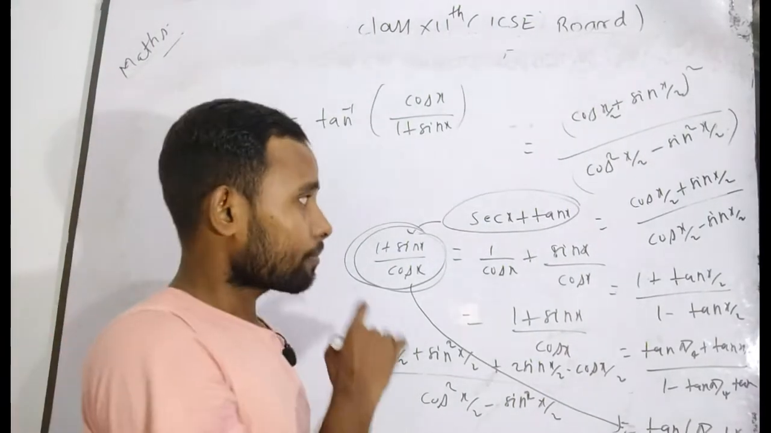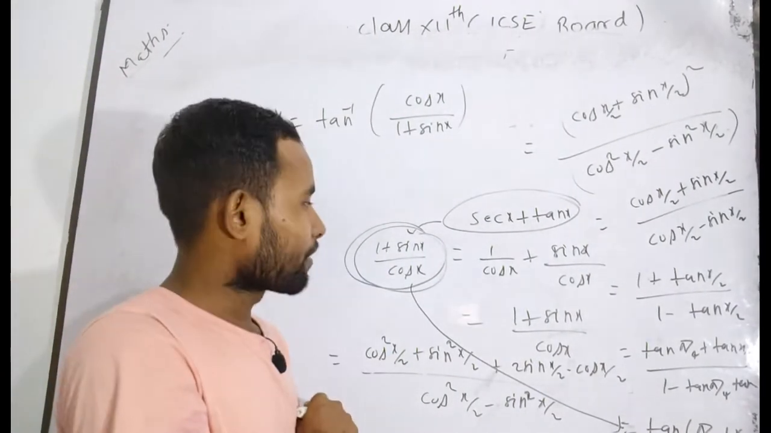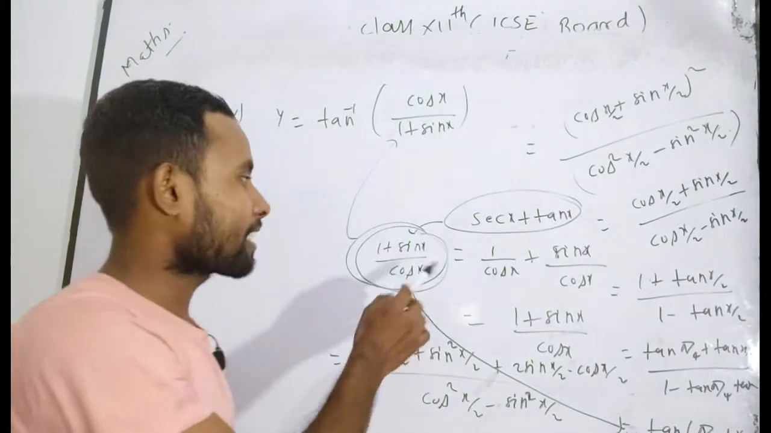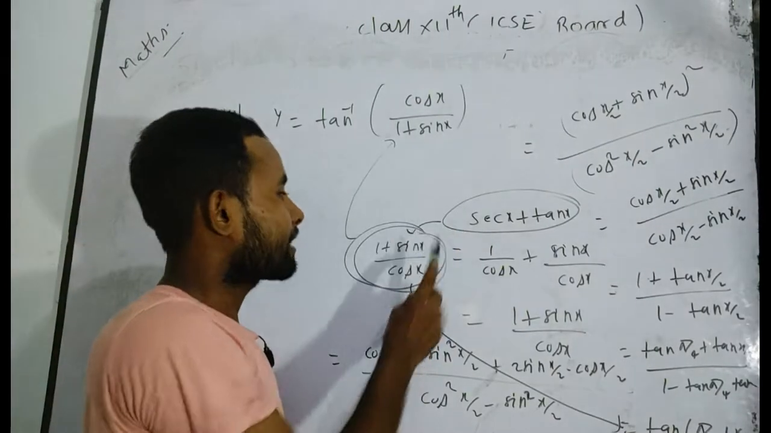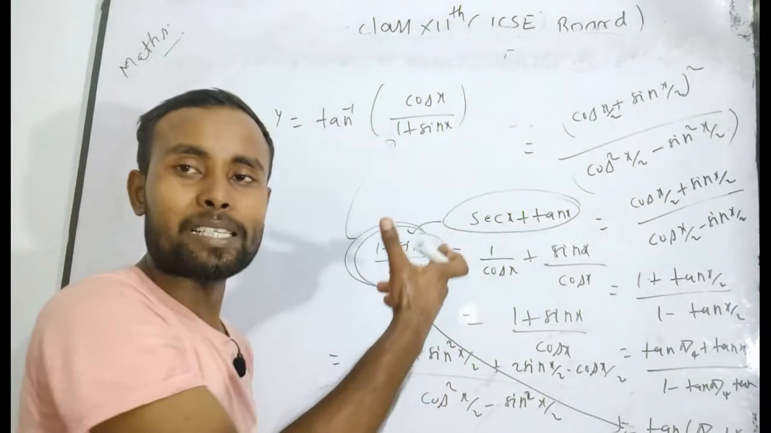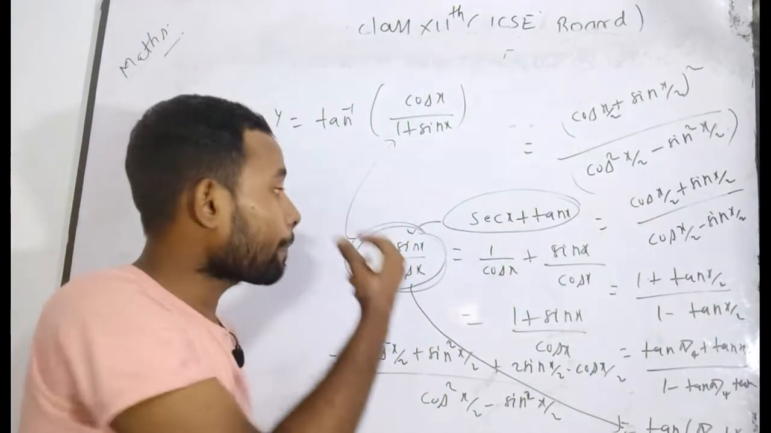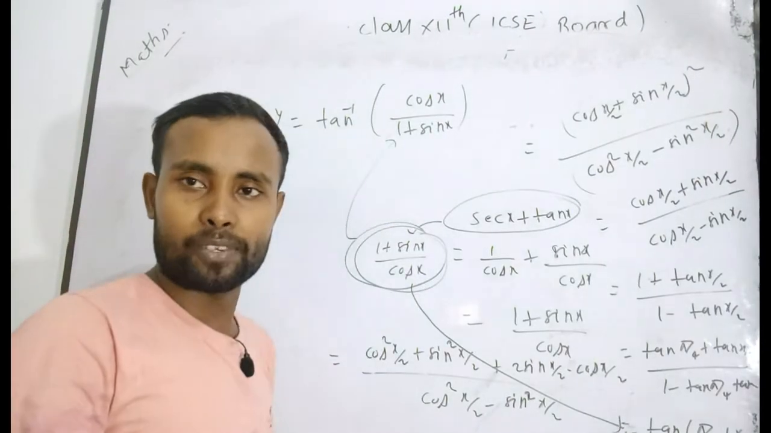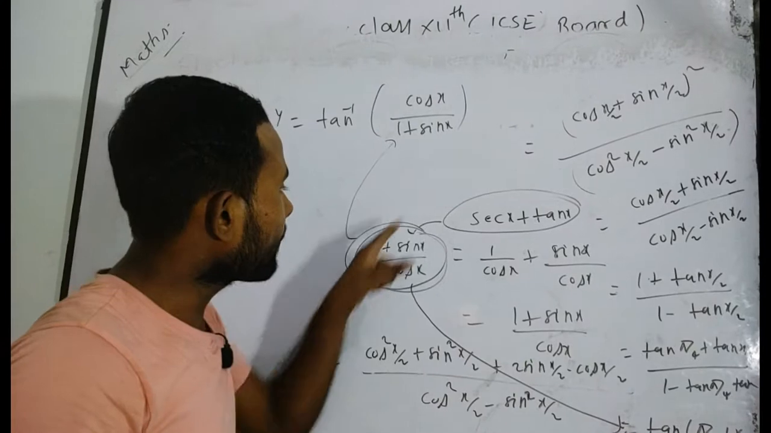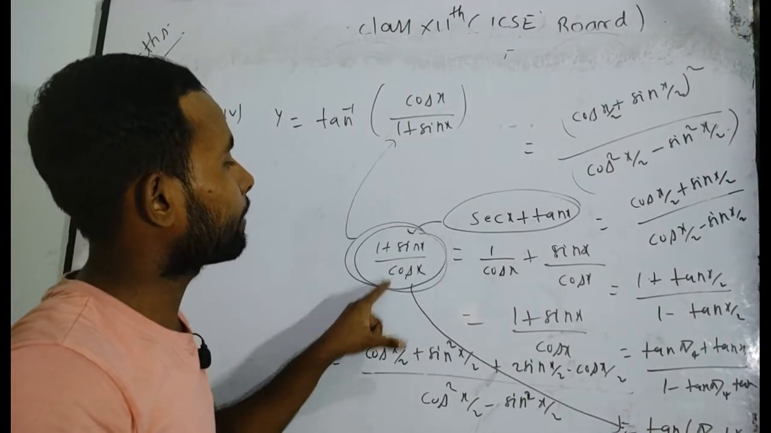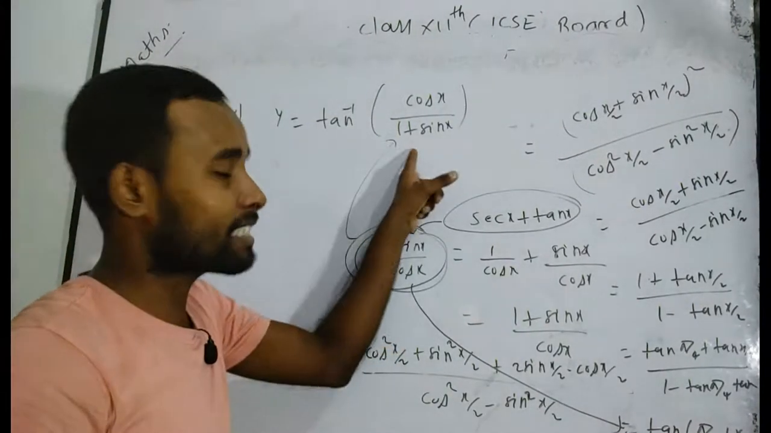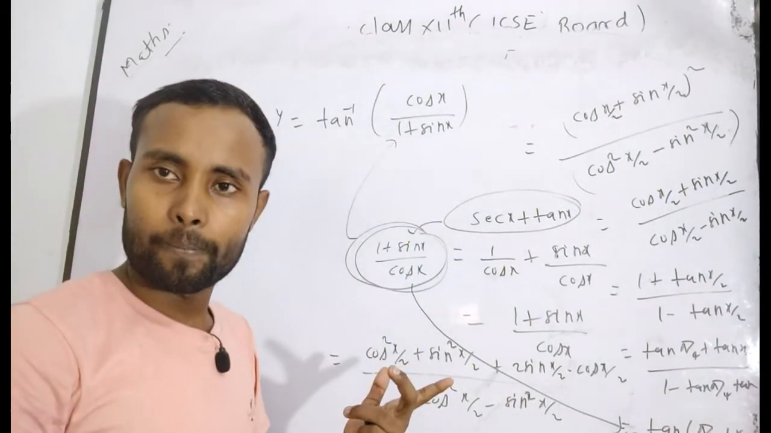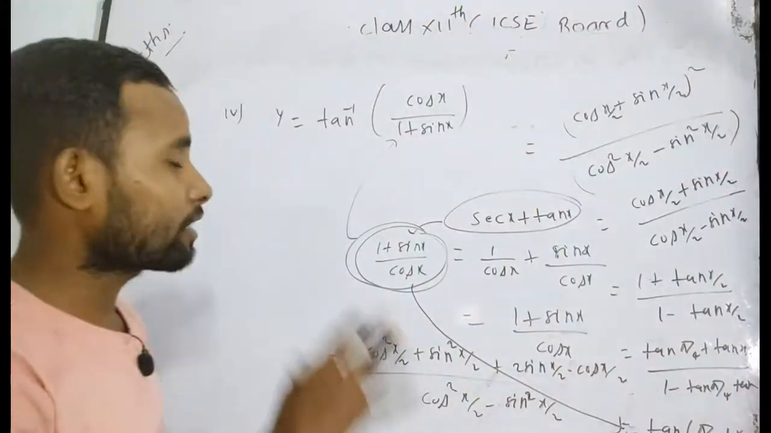And now I want to tell you, if you see this problem here, it is just the same. It simply takes the reciprocal, that means it takes only the multiplicative inverse of it, that means 1 upon (1 plus sin x) by cos x. It has been taken just as it is. That's why don't fear and directly go. I think you understand.